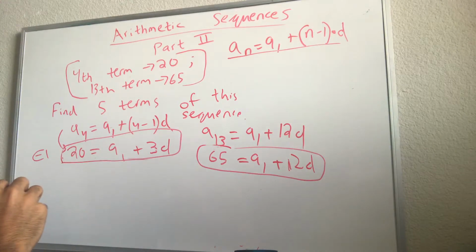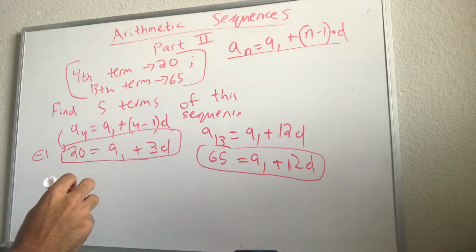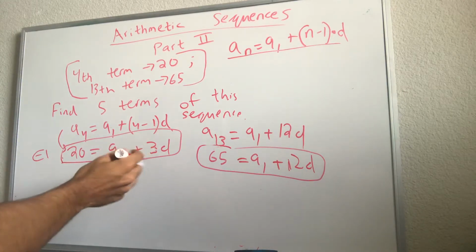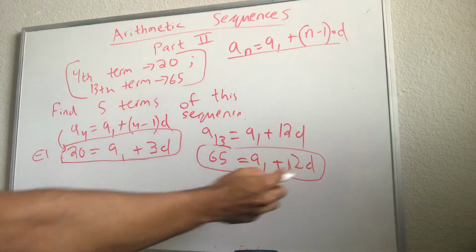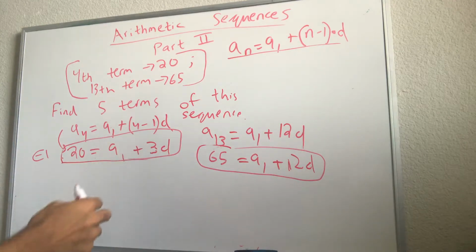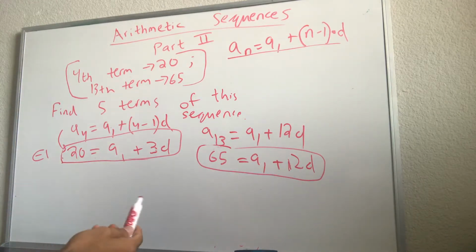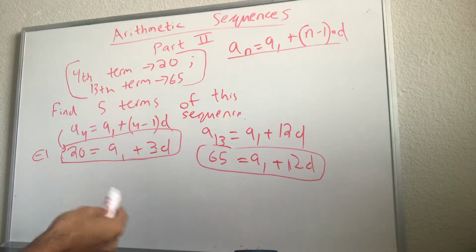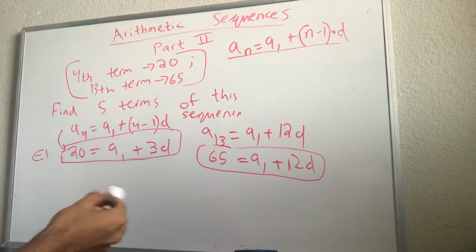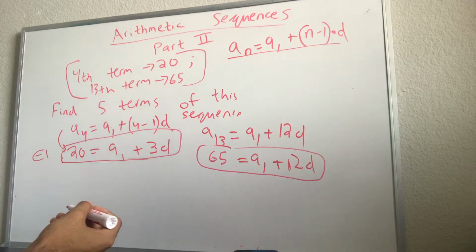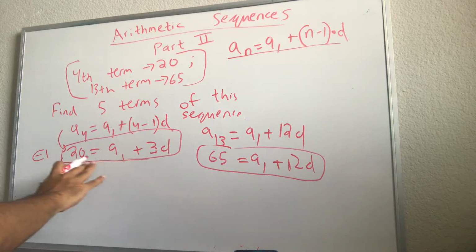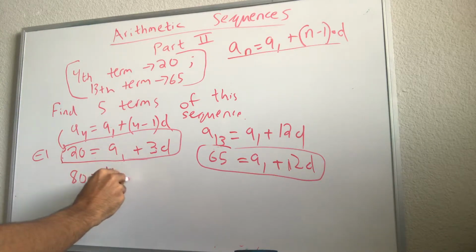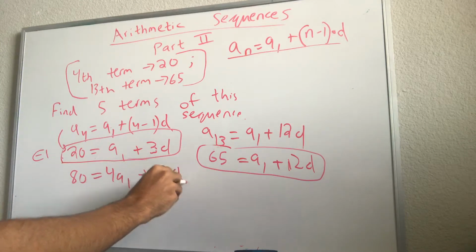So we have our two equations here, and now really if we think about this, we want to do the system of equations. And if you look at this carefully, you know there's 3d here and there's 12d here. Well, if you multiply 3d by 4, you get 12d. So why not try to eliminate one of these variables, for instance d, to see what a1 is, right? So this is really a system of equations, right? And so if we multiply this entire expression by 4, we get 80 is equal to 4a1 plus 12d.